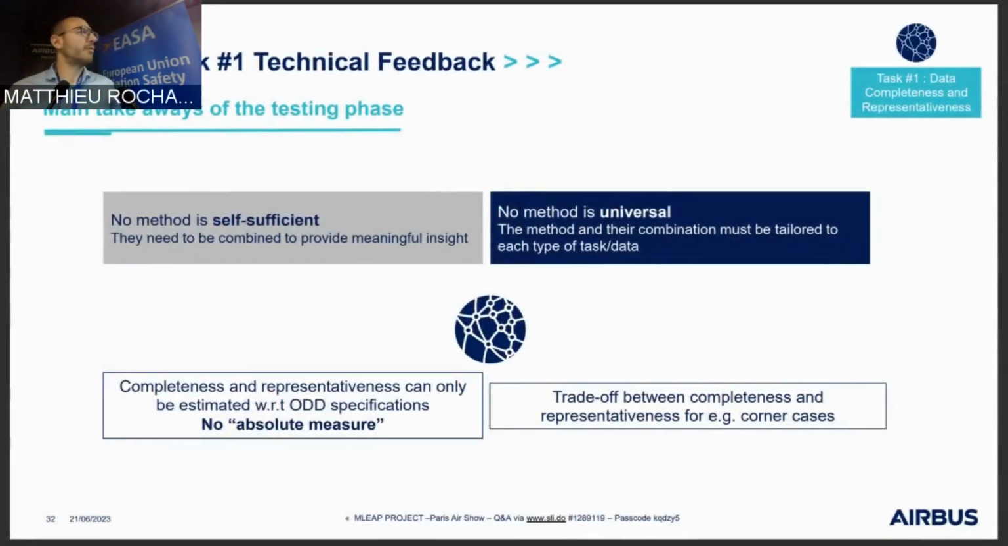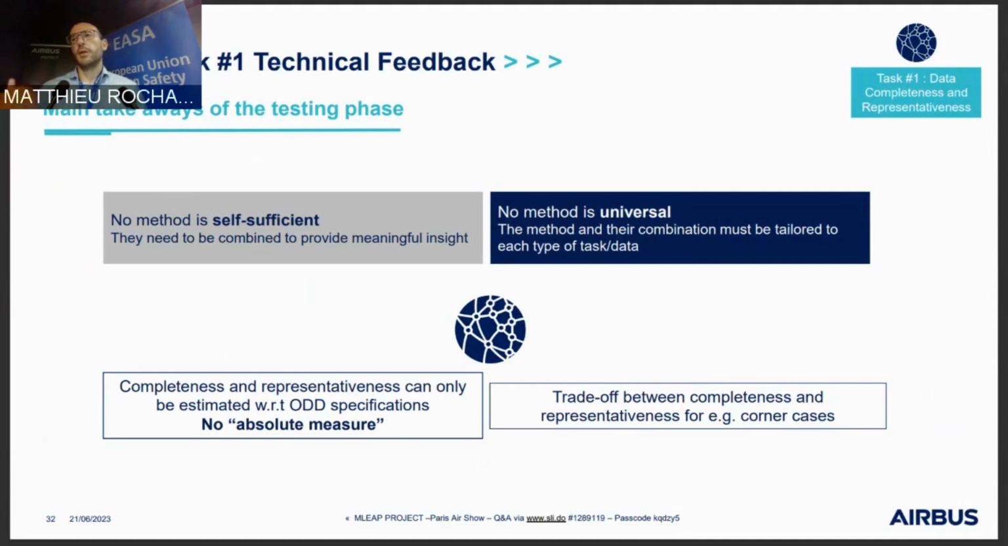The main takeaways of all this work is that no method is self-sufficient. Basically, you will need to combine methods, tools, and metrics to get the most insight on your data. No method is universal. All the combinations of methods that you might use will have to be tailored to your specific task or data set. Of course, completeness and representativeness will only be accessible with respect to the ODD specification, which means that you will never have a method that will allow you to say my dataset is complete with respect to everything that can happen in real life. And the last takeaway is that there is a trade-off between completeness and representativeness.